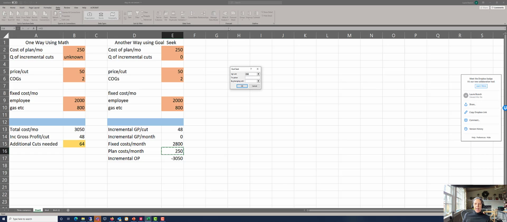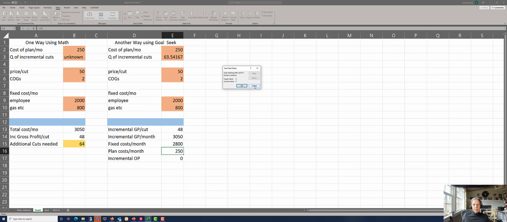So what we do is we go to Data, What-If Analysis, and we go to Goal Seek. And it pops up this tiny little pop-up menu. And it says we want to set what cell to the value of 0. Well, we want to know our break even. So we're going to set our incremental operating profit to 0 by changing, what cell are we changing? We're going to change our quantity of incremental cuts. I'm going to hit OK, and it's going to populate, and there's our answer right there.